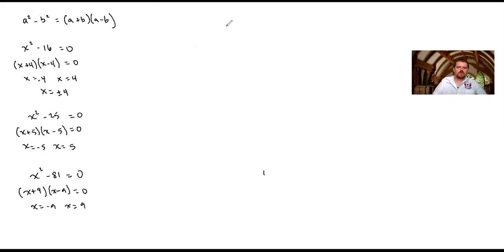Okay, the other that you're asked to know is your perfect square trinomial, which is a squared plus 2ab plus b squared. That is equal to a plus b quantity squared. On all of these examples, if you were to factor it using the x or some other technique, you end up with the same factor twice. So when you are trying to solve, you end up with just a single solution.